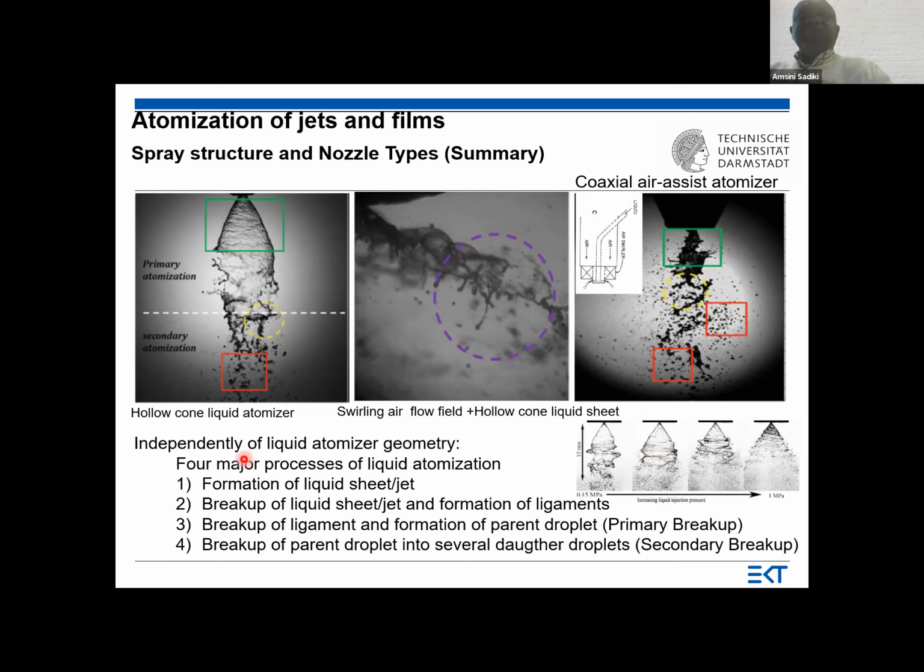But to sum up, we have four major processes for liquid atomization. We have the formation of a liquid sheet or jet. We have the breakup of the liquid sheet or jet and formation of ligaments. We have breakup of ligaments and formation of the first droplets. It is the primary breakup. And then we have the breakup of these first droplets, which we call parent droplets, into several smaller droplets, as secondary breakup. So we see this here.